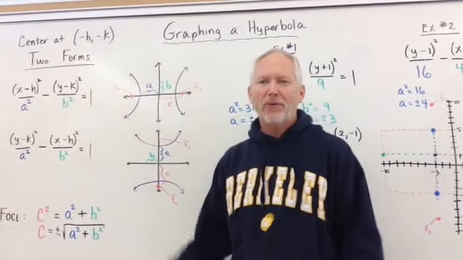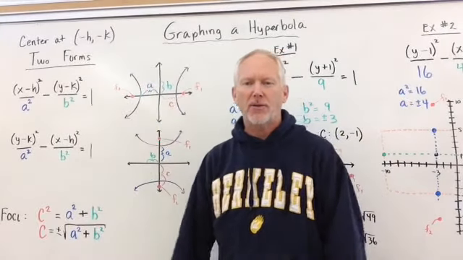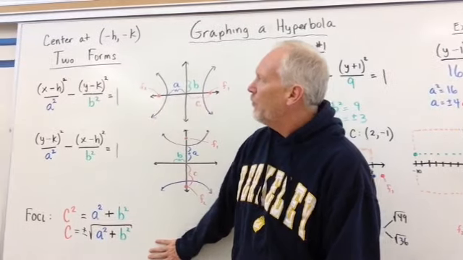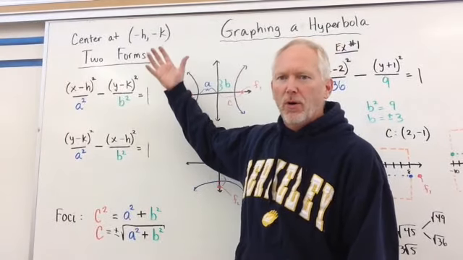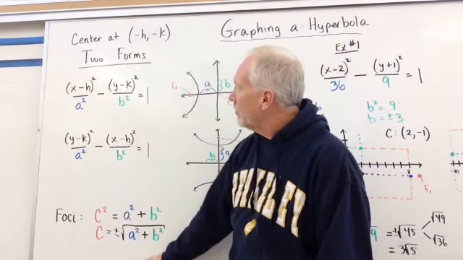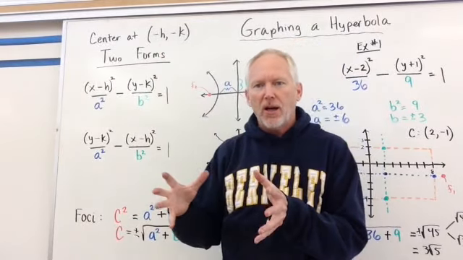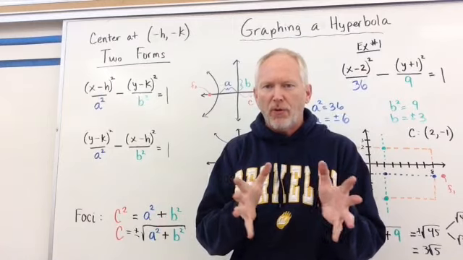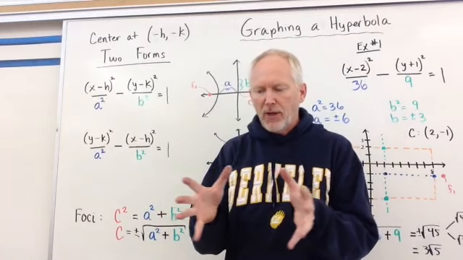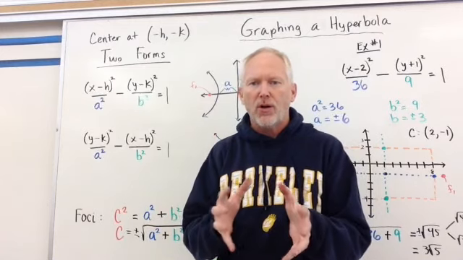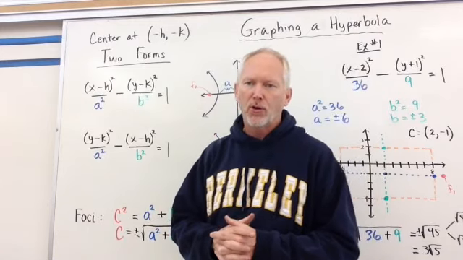Here we go. We're graphing hyperbolas today. It's going to be awesome. So check it out. We've got two forms. Today we're talking about hyperbolas centered at (h, k). So we're taking a hyperbola and shifting it away from the origin, moving it left or right, up or down. So there's some horizontal shift and some vertical shift.